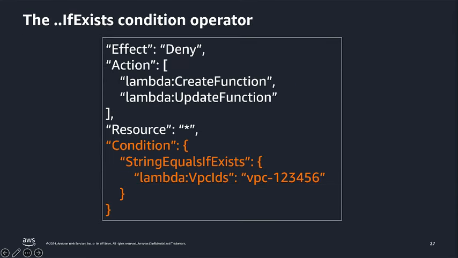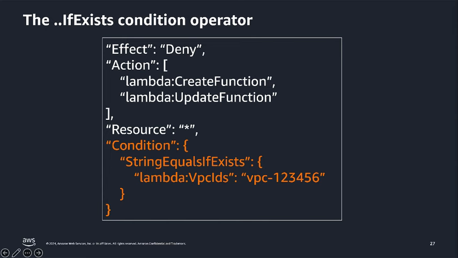The if exists operator works in a similar way, but it also allows us to effectively include another comparison. You can attach the if exists operator as a suffix to the end of any other condition operator except for the null operator. Now this policy looks similar to the one we just saw, and the string equals if exists operator says that this condition will match if either the VPC ID's key is absent from the authorization context or the key is present and equal to the ID specified.